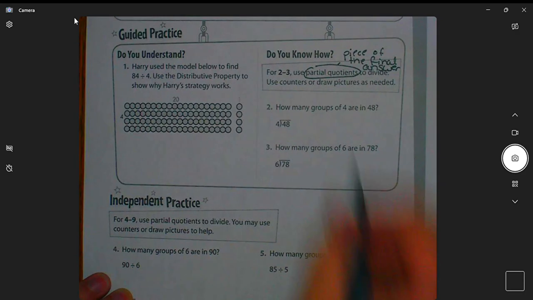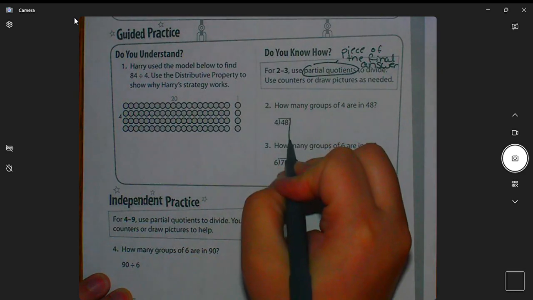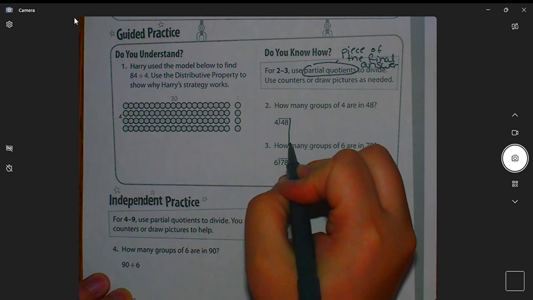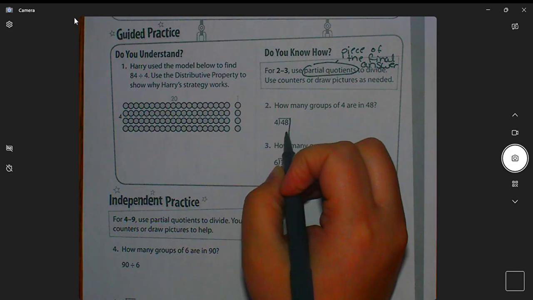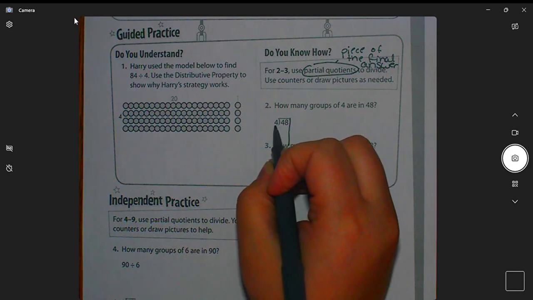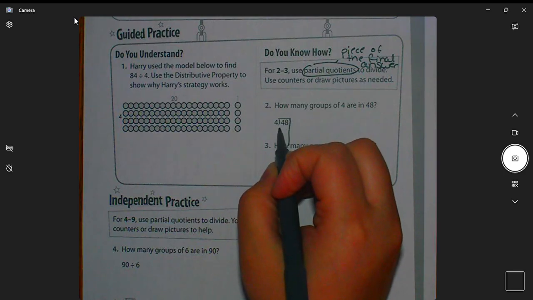So let's look at 48 divided by 4. I'm going to draw my thinking line so I can divide up by place value. My first question: can I get 4 to divide by 4? Will 4 divide by 4? Yes. How many times? How many 4s are in 4? 1. You're right.